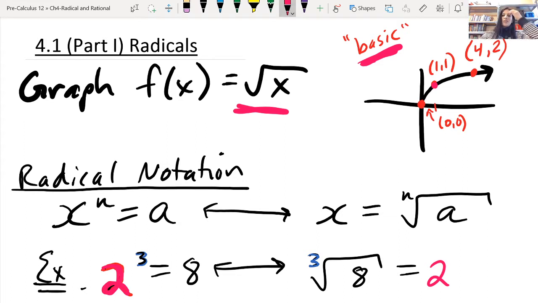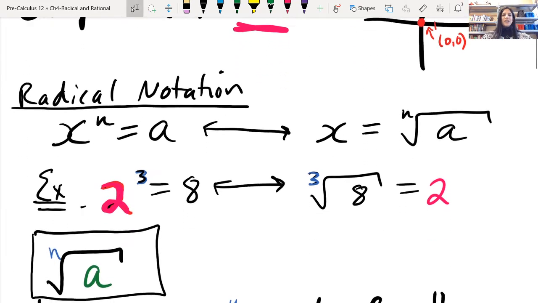You can see that I've strategically picked, I went from an x value of 1 all the way up to an x value of 4 because all of the numbers in between are not perfect squares. I'm strategically picking perfect squares because having a perfect square in there is the only thing that will allow me to work with whole numbers for my y values. So it's good to have 0, 0, 1, 1, and 4, 2 as my basic points to refer back to as things get a little more complicated.